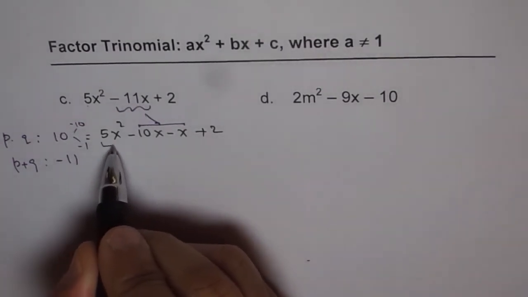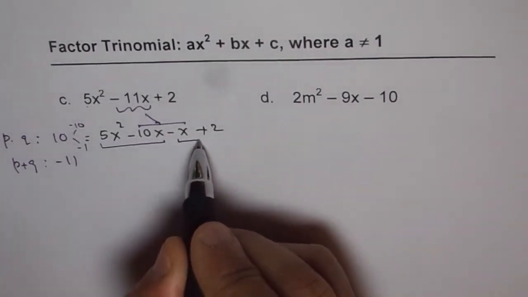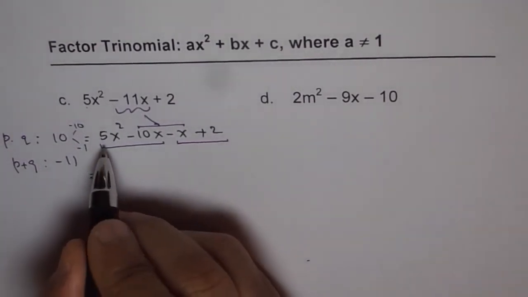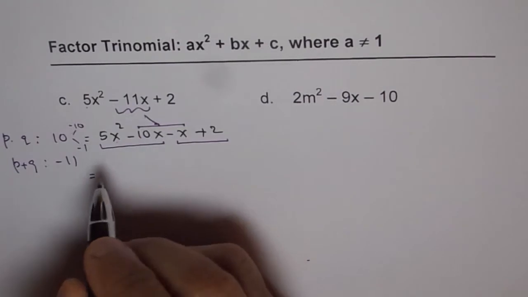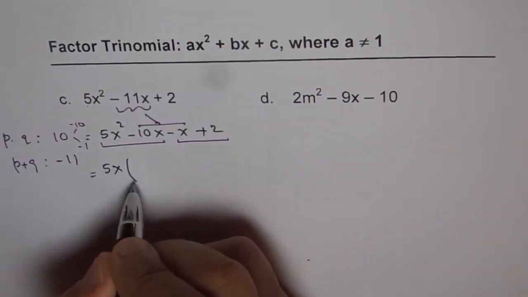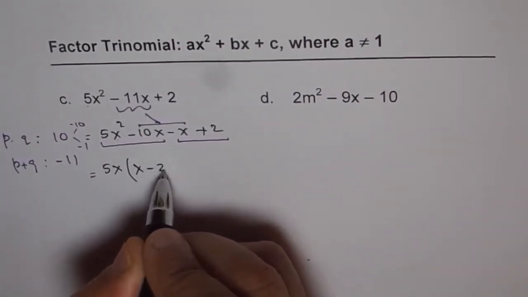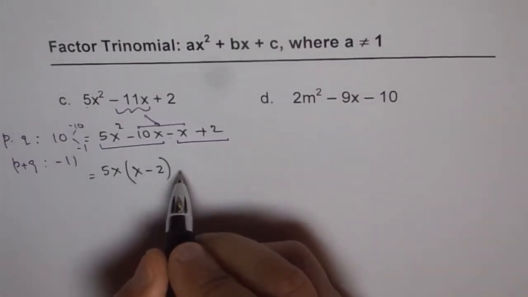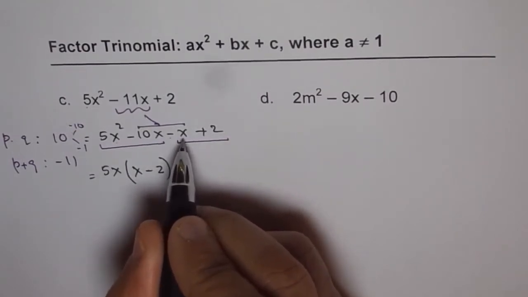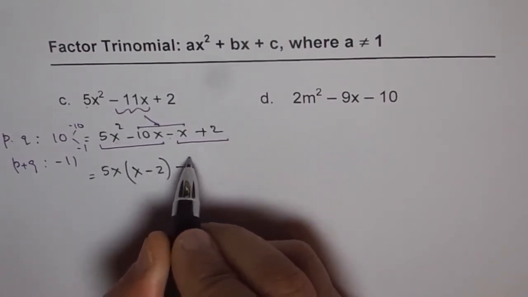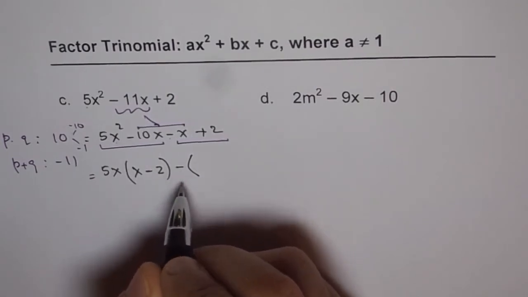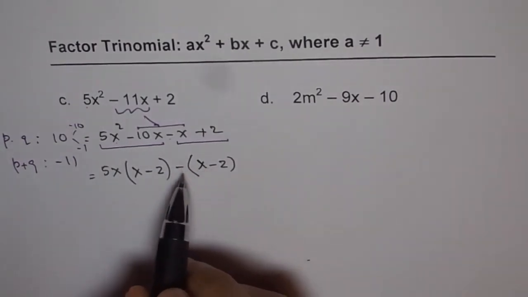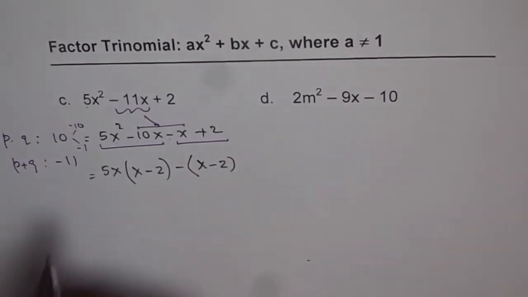Now next step, we'll factor what is common between the first two terms and what is common between the next two terms. So we get 5x as common between the first two terms. We can factor out 5x, and we are left with x minus 2, right? And from the next terms, we should factor out minus 1, right? It's good to keep the coefficient of x positive. So this minus sign is sufficient. There's no need to write 1 here. We get x minus 2 here. If you open the bracket, you do get minus x plus 2, right?